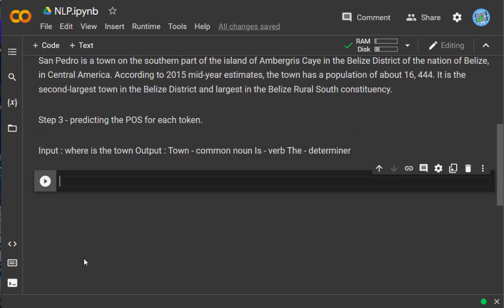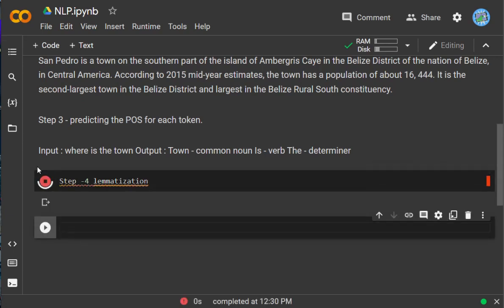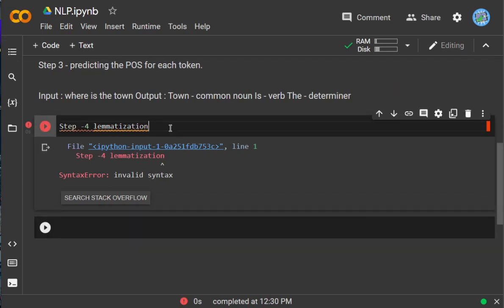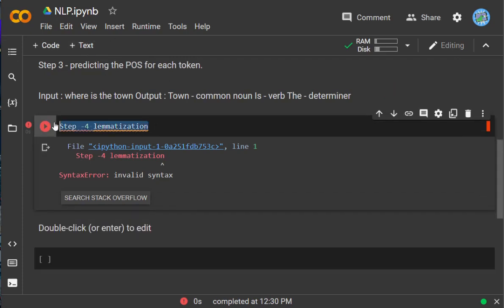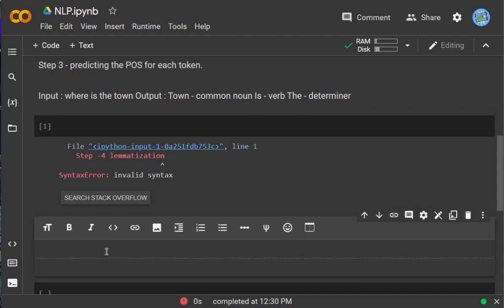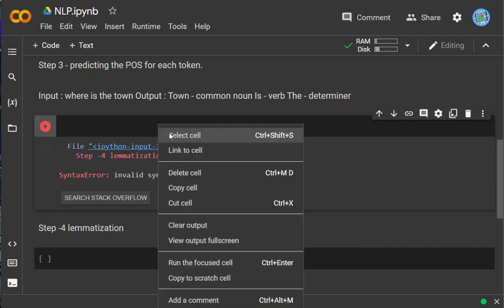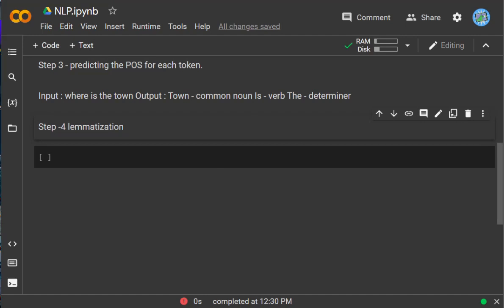Now step 4 will be lemmatization of the tokens we created. Again, as with tokenization, we will also have another video based only on lemmatization.